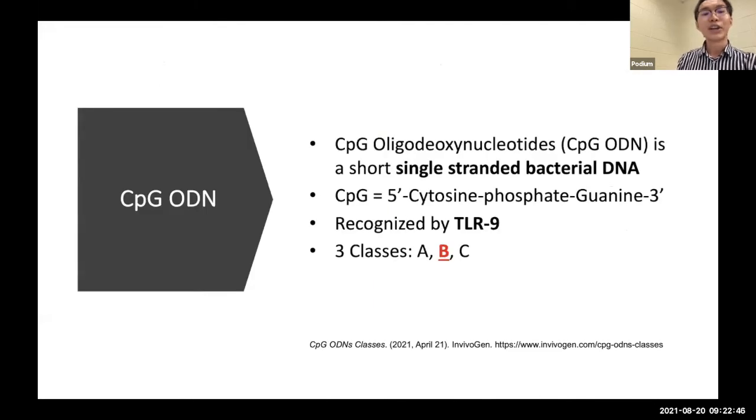Now we're getting to CpG, which is what we worked with and our main area of study. It stands for CpG oligodeoxynucleotides. It is a short single-stranded DNA, bacterial DNA, and CpG stands for 5' cytosine phosphate guanine 3'. Again, it is recognized by TLR-9, and the one that we worked with is CpG class B.